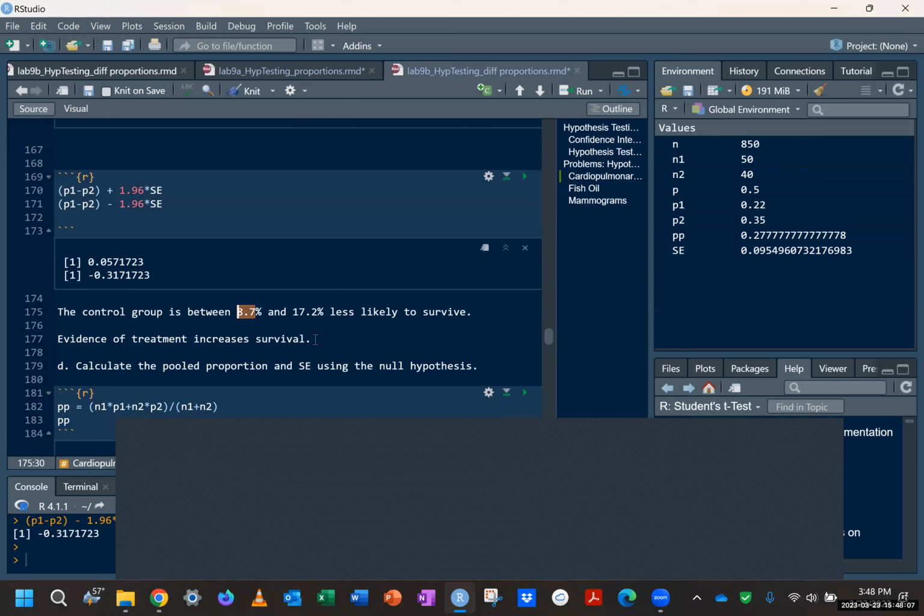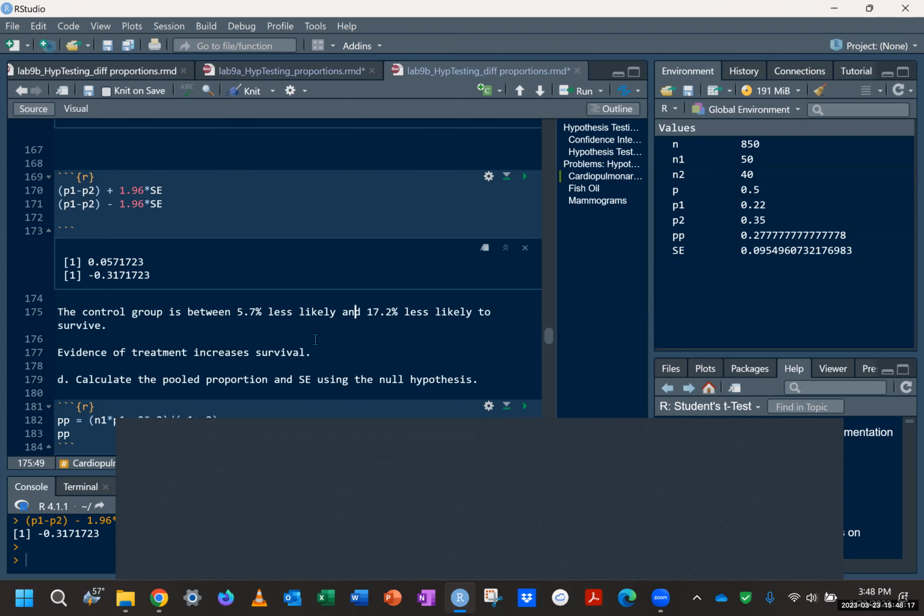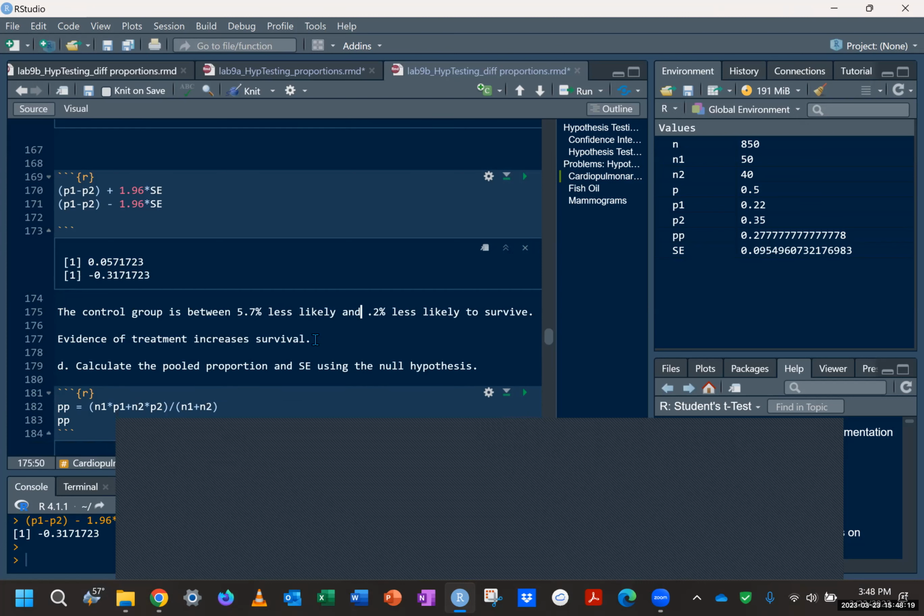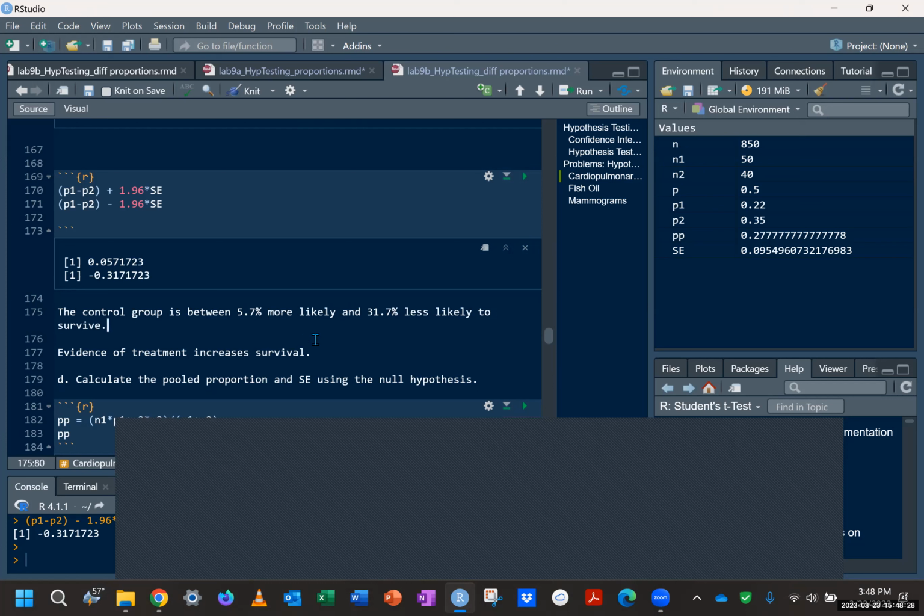Between 5.7% more likely, and 31.7% less likely to survive. Okay, this changes our conclusion. I made an incorrect decision previously.